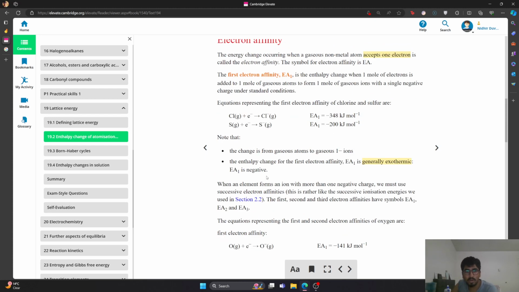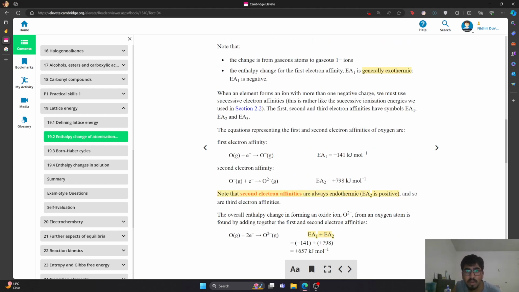Let's see what it talks about here. Feel free to go through the book again. One trend that I forgot to tell you here: the first electron affinity is usually negative. Negative is good, right? That means it likes to give out energy, and it becomes O minus.